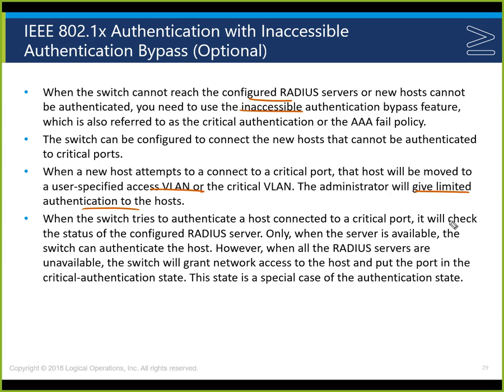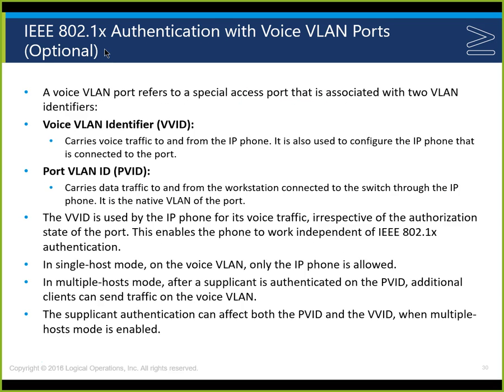When the host tries to authenticate, the switch will check the status of the configured RADIUS server. Only when the server is available can the switch authenticate the host. When the RADIUS servers are unavailable, the switch will grant access to the host and put the port in a critical authentication state. Special case authentication. So again, inaccessible bypass, the RADIUS server is inaccessible. If we have configured this mode, we can get authentication.